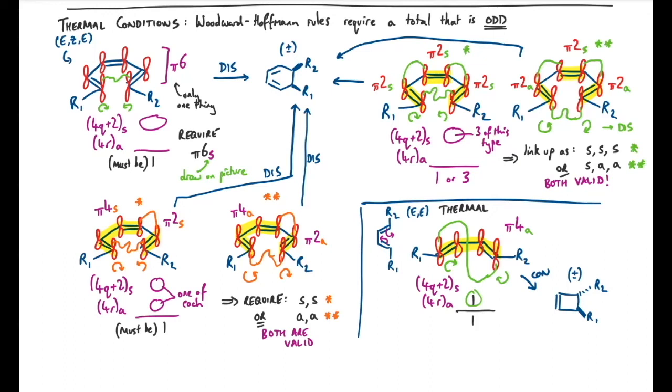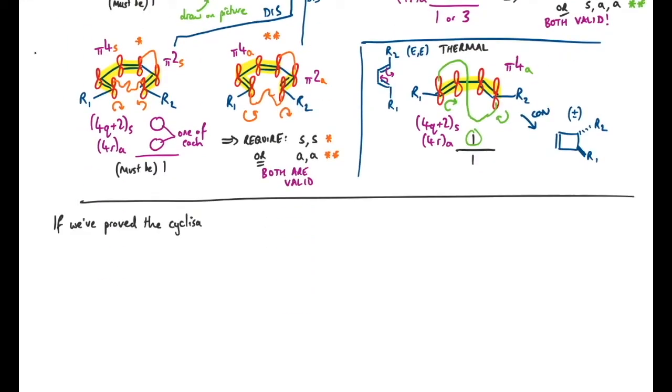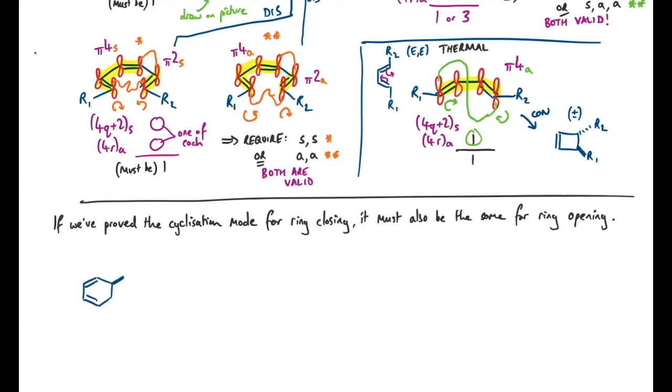But the Woodward-Hoffmann rules do allow you to do ring opening if you really want to. They're just not as simple as using one pi system. It's perhaps just less intuitive than what we've done here already. But for completeness, I'll show you how to do it. So if we've proved the cyclisation mode for ring closing, it must always be the same for ring opening. Let's just have a look at an example. Let's take the product we had before. That's this cyclic diene, R1 and R2.